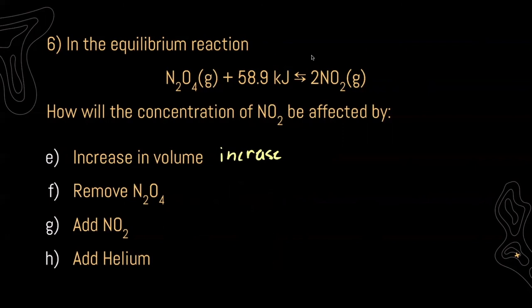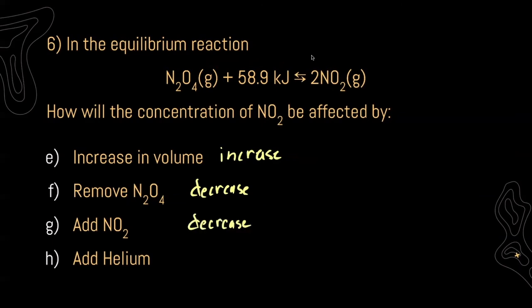If we remove N2O4, we are lowering our reactants. Our concentration is going to go towards our reactants. We're going to use up our NO2, so our concentration will decrease. If we add NO2, we are increasing our products, meaning our reaction is going to go towards our reactants. Adding NO2 will decrease our NO2 concentration.